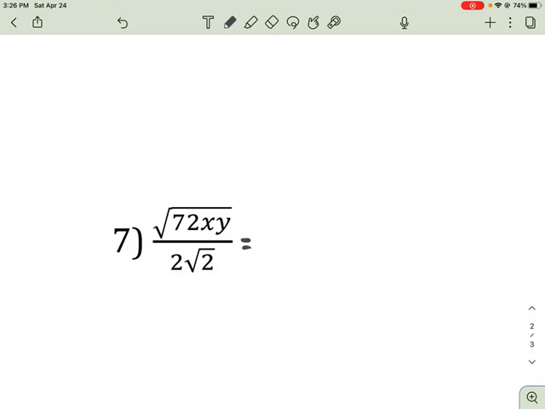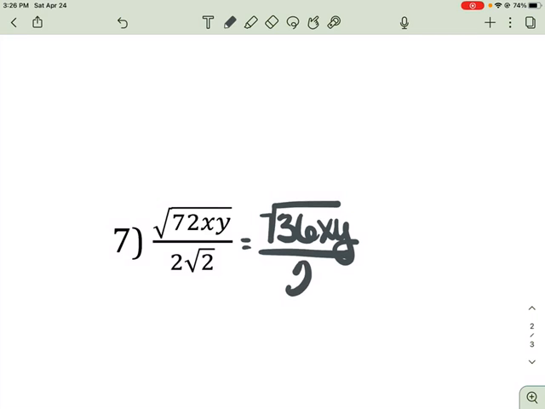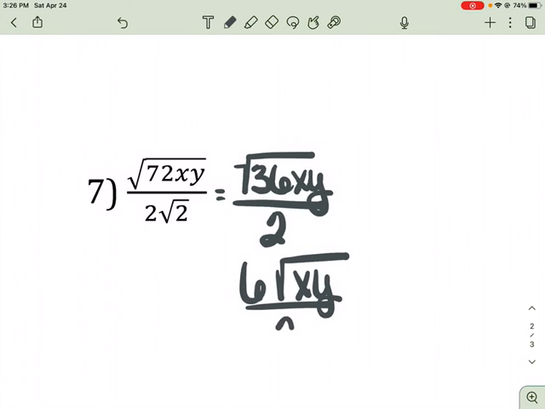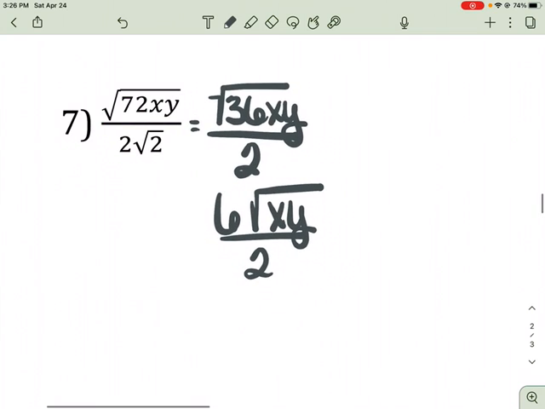Now we can't do the 2 on the outside with 72, but we can do the square root of 2 with the square root of 72 because they're both underneath square root signs. So 2 goes into 72, 36 times. See, no radical in the bottom. The square root of 36 is 6. Can't do anything with that xy. And then let's do one more thing. Let's simplify 6 over 2.